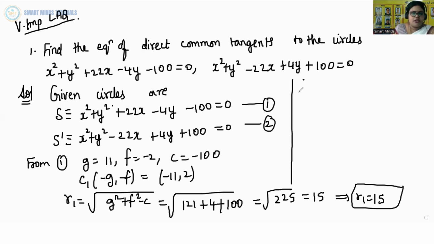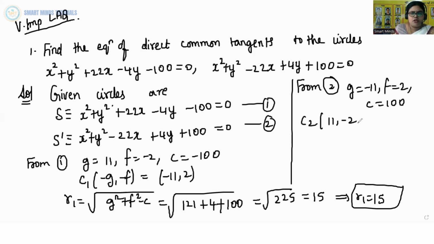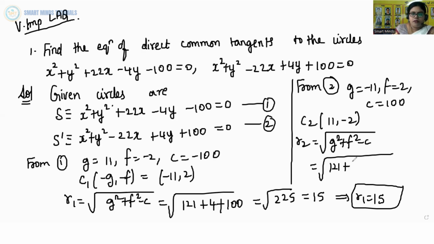After getting the first radius, we take second equation now. From second equation, g is minus 11, f is 2, and c is 100. So center is 11 comma minus 2. As we know, center formula is minus g comma minus f. Now radius is root over g square plus f square minus c. That is root over 121 plus 4 minus 100, which is equal to 125 minus 100 is 25, which is equal to 5, which implies R2 is equal to 5. So we got R1 is equal to 15 and R2 is equal to 5.